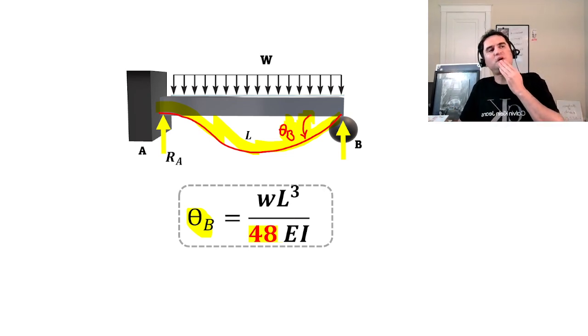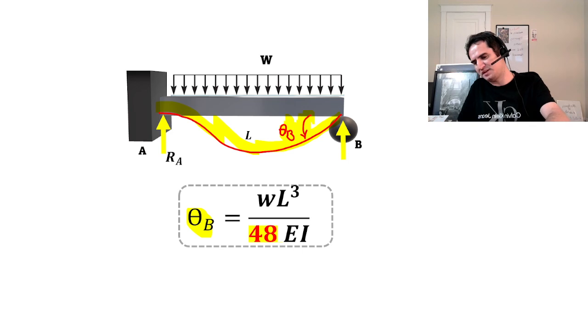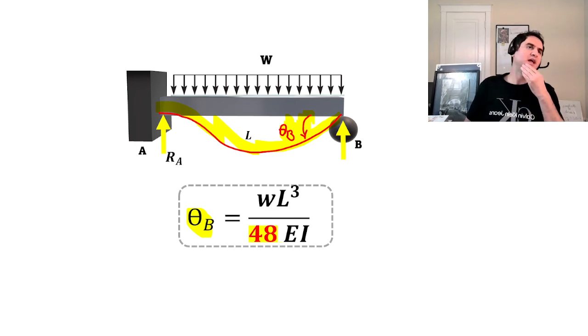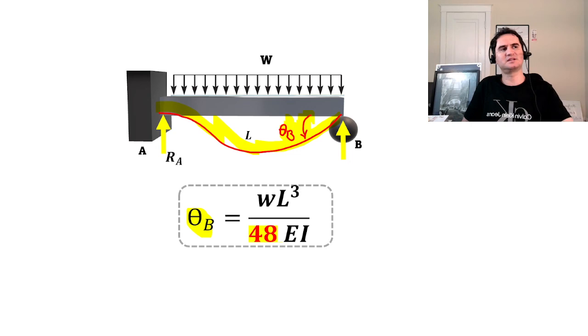That was the longest solution. We'll solve it with the moment area method, considering MA is redundant and RA is redundant, and then with Castigliano's theorem in terms of calculation of the reactions and also the angle of deflection. Thank you. See you in the next videos.